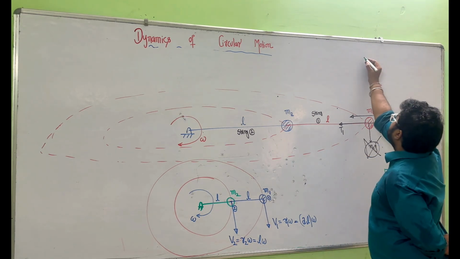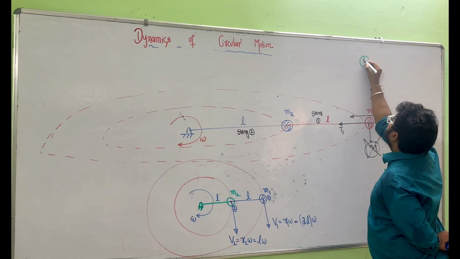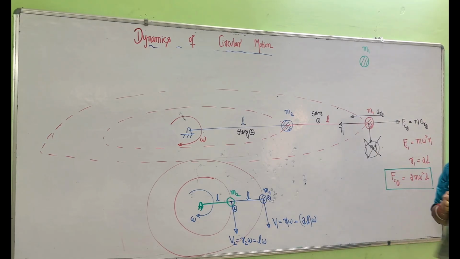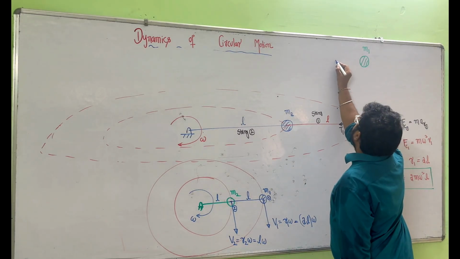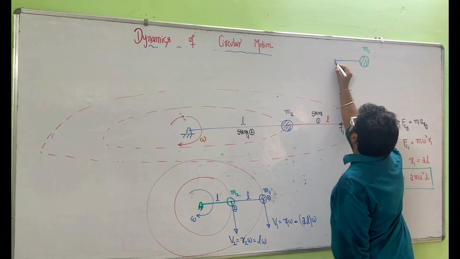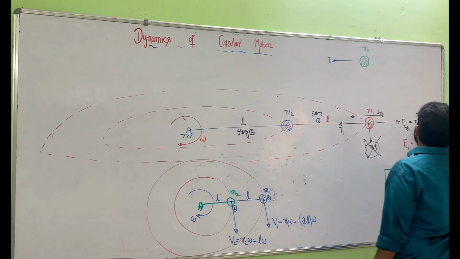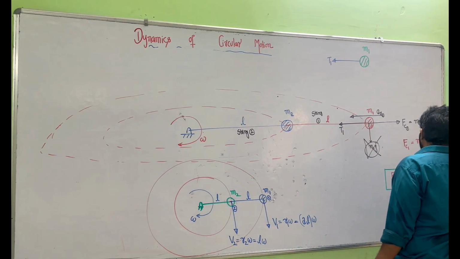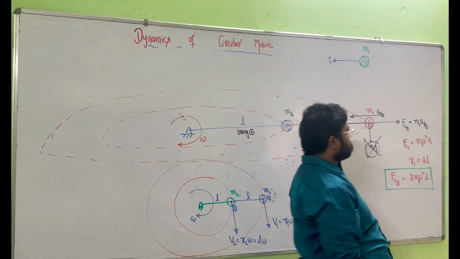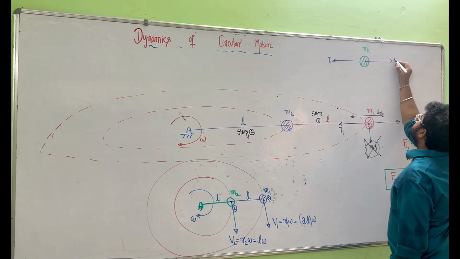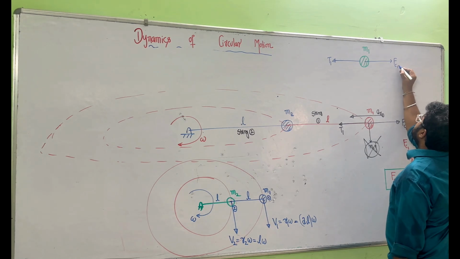Take this. Draw the free body diagram for point mass M1. This would be tension T1. This is M1. Understood or not? M1, T1 is equal to how much? Fc1.